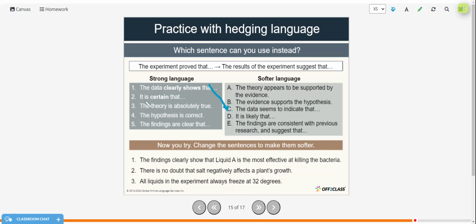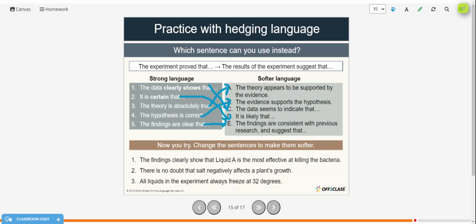It is certain that could be it is likely that. The theory is absolutely true versus the theory appears to be supported by the evidence. The hypothesis is correct. Softer language would be the evidence supports the hypothesis, and the findings are clear that the findings are consistent with previous research and suggest that.